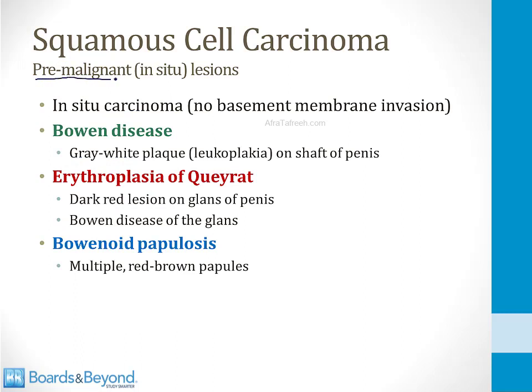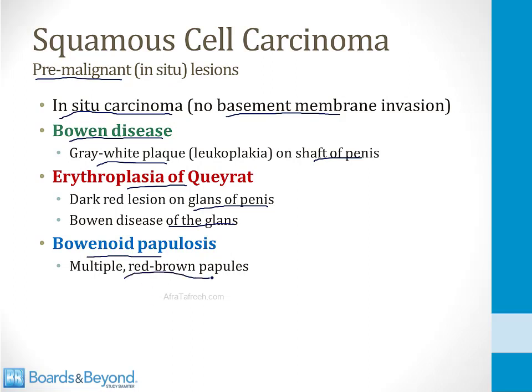There are a couple of classic pre-malignant lesions for squamous cell carcinoma of the penis. All of these are examples of in situ carcinoma, meaning they are neoplasms with no basement membrane invasion. The first one is called Bowen disease. This is the presence of a gray-white plaque on the shaft of the penis. It's an example of leukoplakia. Second one is called erythroplasia of Queyrat. It's a dark red lesion on the glans of the penis. It's an example of Bowen's disease on the glans. When it occurs on the glans, it looks dark red. When it occurs on the shaft, it usually looks white like leukoplakia. And then the third example is Bowenoid papulosis. This is the presence of multiple red-brown papules on the penis.